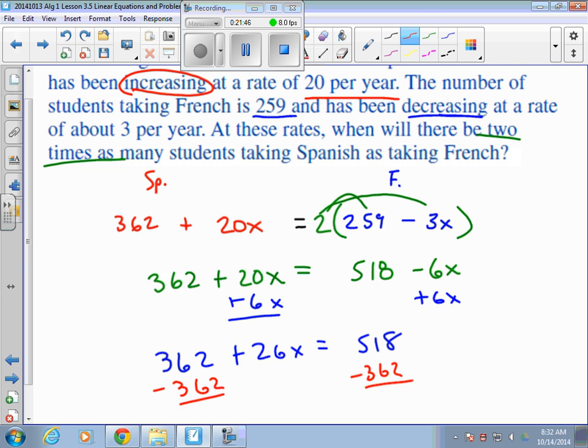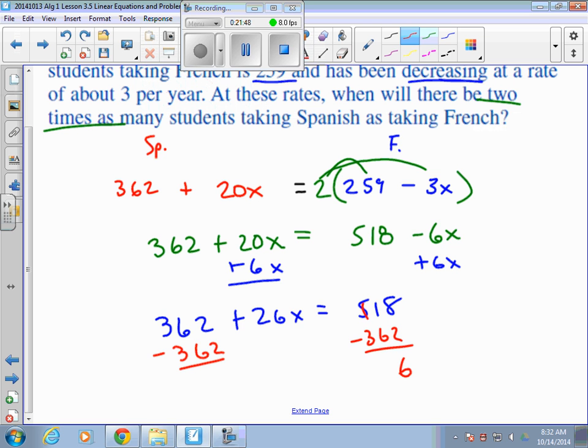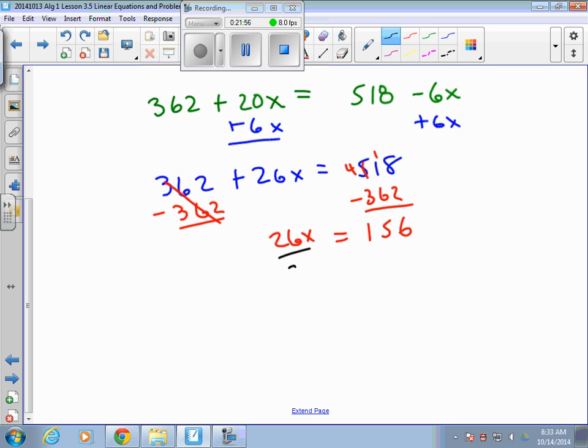We know that 8 minus 2 is 6. We know we have to borrow 1. 1 minus 6 is 5, so we have 156 equals 26x. And when you divide by 26 on both sides, you get x equals, now how many quarters are in $1.50? There's 6 of them. So in 6 years, there'll be twice as many Spanish students as there are French students.